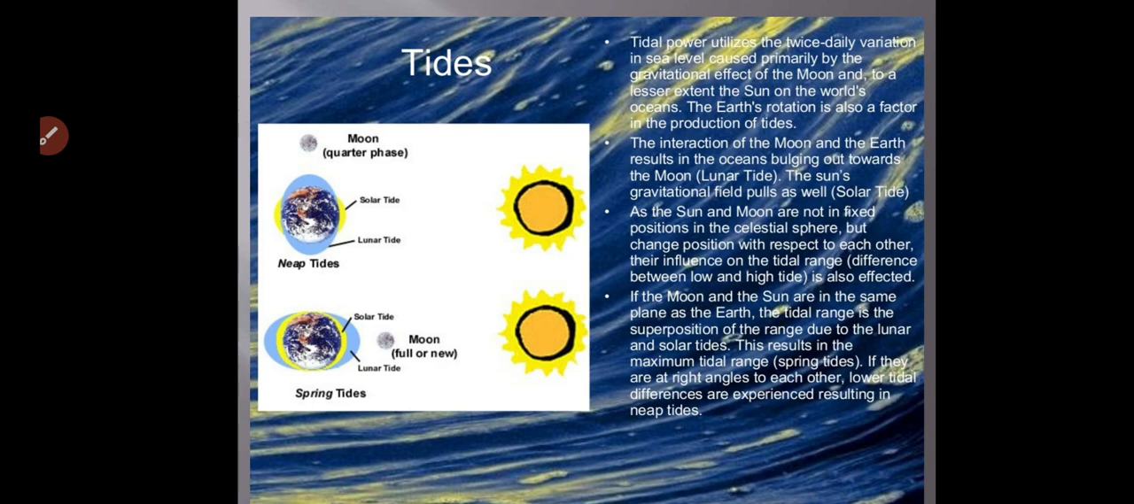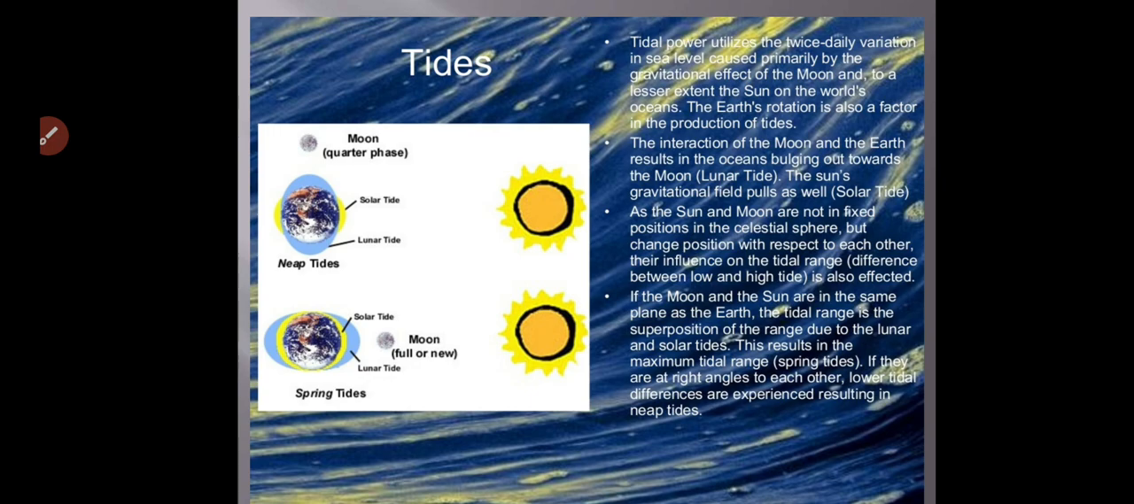The sun's gravitational field pulls as well, causing solar tide. The sun and the moon are not in fixed positions in the celestial sphere but change position with respect to each other. Their influence on the tidal range is also affected. If the moon and the sun are in the same plane as the earth, the tidal range is the superposition of the ranges due to the lunar and solar tides. This results in maximum tidal range that is called spring tide.